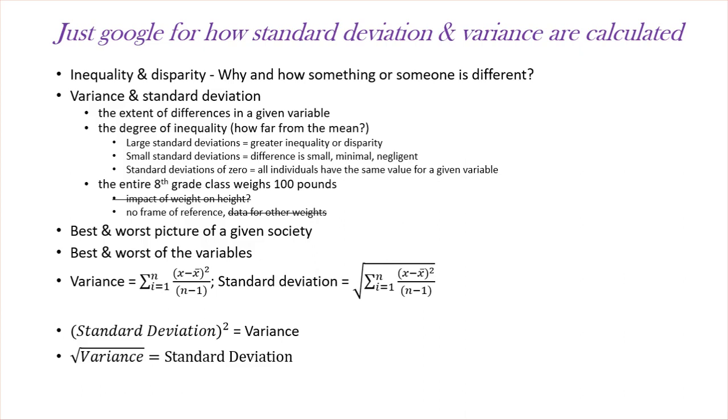If we get a large standard deviation, it means there is greater inequality or disparity in that variable. If we get a small standard deviation, it means the difference is small, minimal or negligible for that variable. If the standard deviation is 0, it means that all individuals have the same value for that variable. For instance, the entire class can weigh 100 pounds. If that's the case, the standard deviation for weight would be 0.